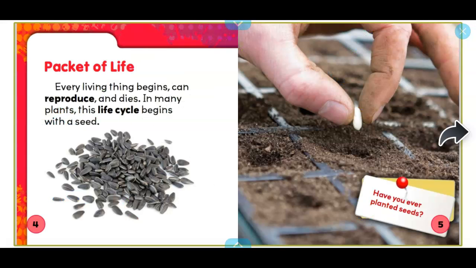Every living thing begins, can reproduce, and dies. In many plants, this life cycle begins with a seed. So here's the seed. Here's some other seeds. And again, we talked about how we start with a seed with our life cycle.